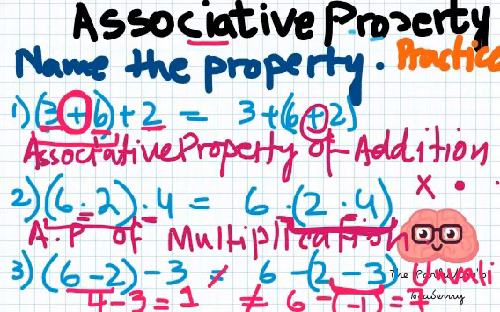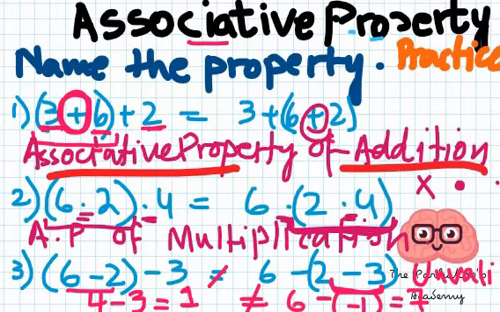So this is how we properly write the name of the property. We write the name of the property and the name of the operator on which that property is valid. So this is how we write it. I hope that you have understood this property.